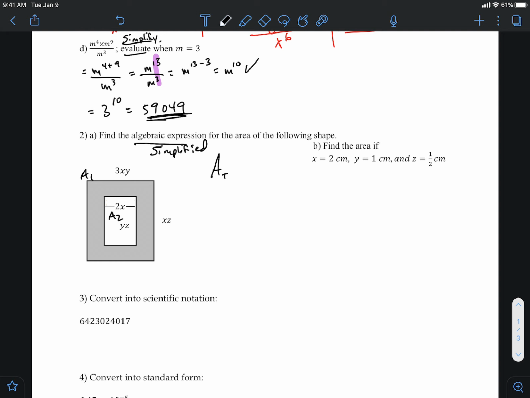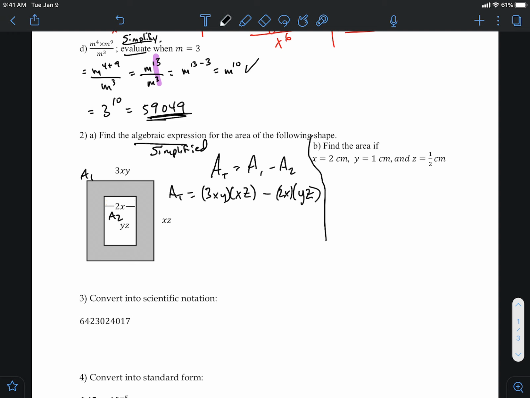So obviously we want the total area. I don't think this was the issue for everybody. We've got to go A1 minus A2. Part B is kind of separate here. To find A1, we know it's just length times width, right? So I'm going to go 3xy multiplied against xz, minus A2, which is obviously the area of the inside. So we're going to go 2x times yz. I'm going to erase this line so you can see that.